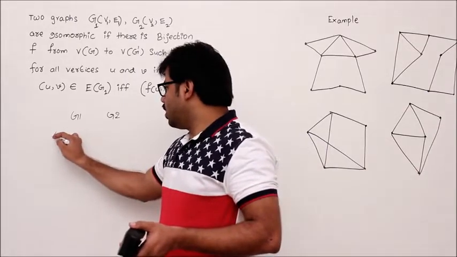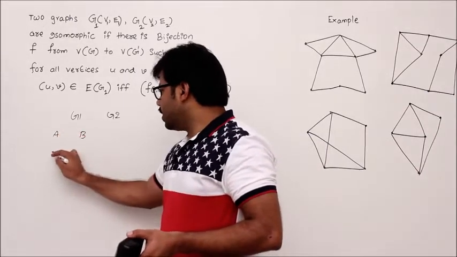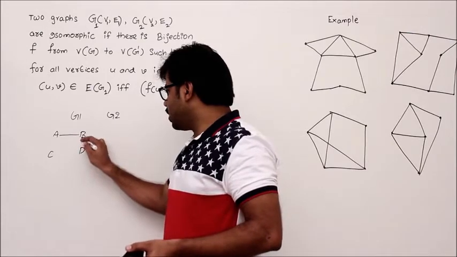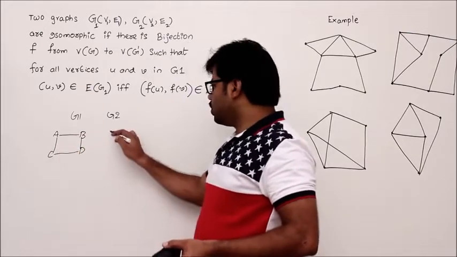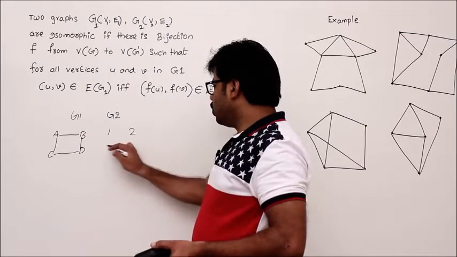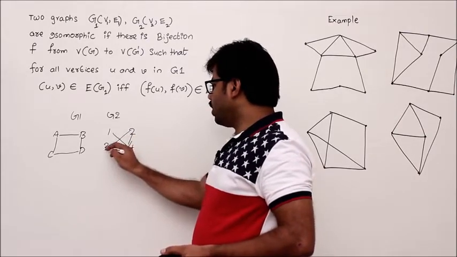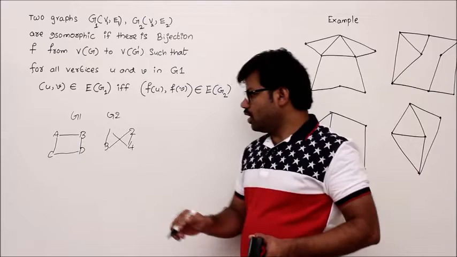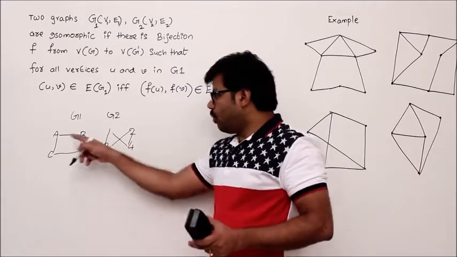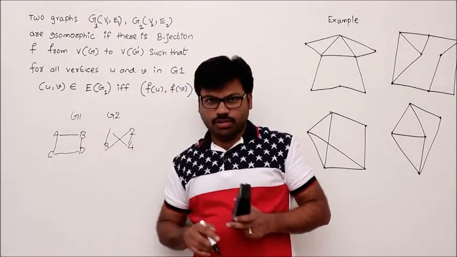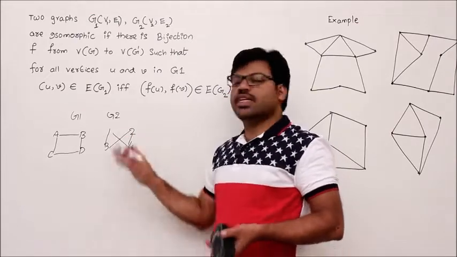Example, let's say we take two graphs like this: A, B, C, D, and let's draw a cycle like this. Then G2: 1, 2, 3, 4. So 1 to 4, 4 to 2, 2 to 3, 3 to 1. If you see these two graphs, apart from labels, don't worry about labels, structure-wise they have the same structure.